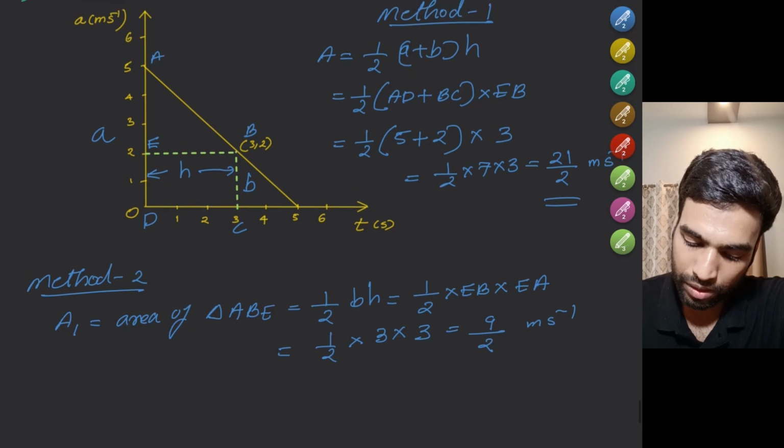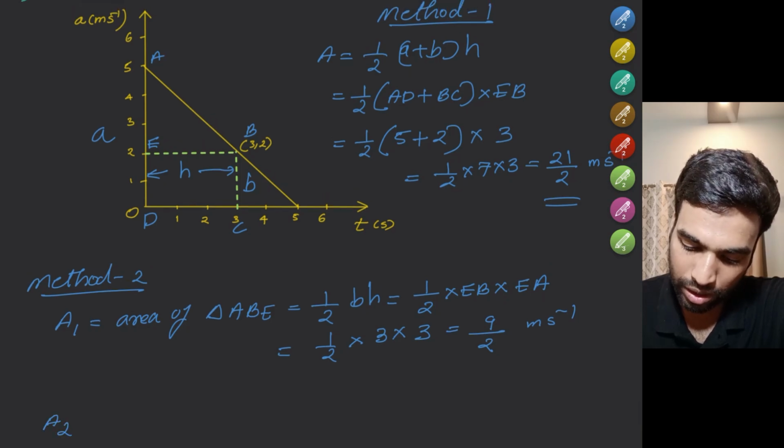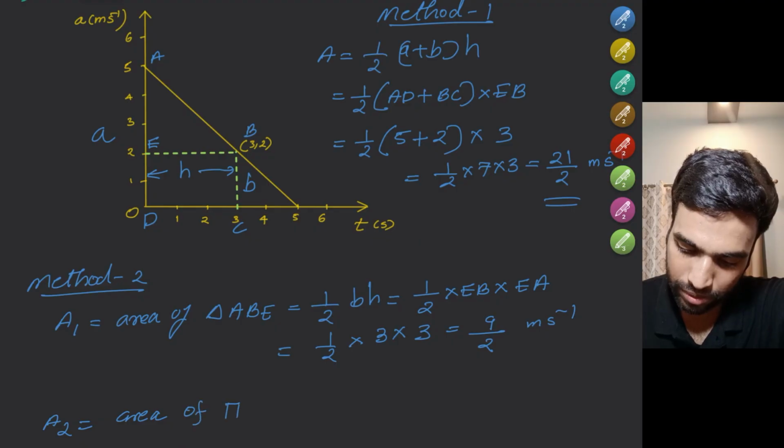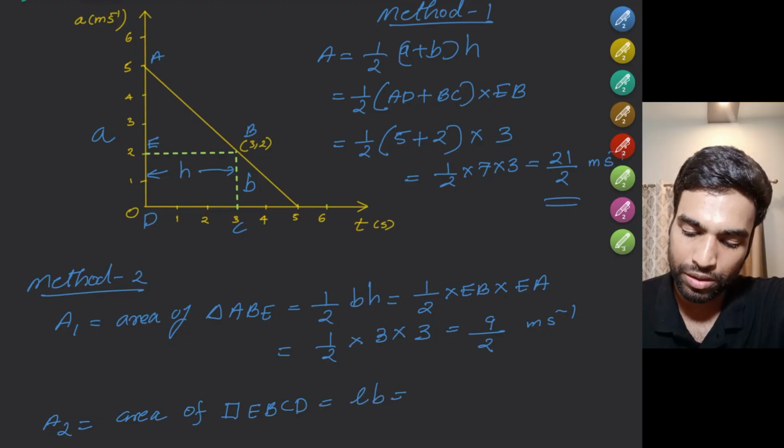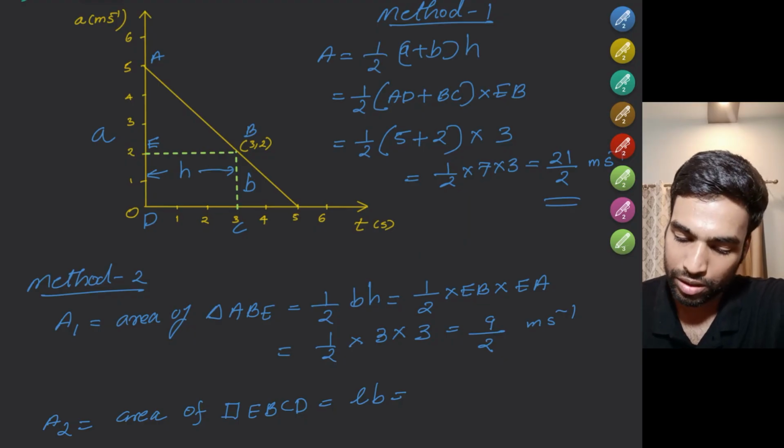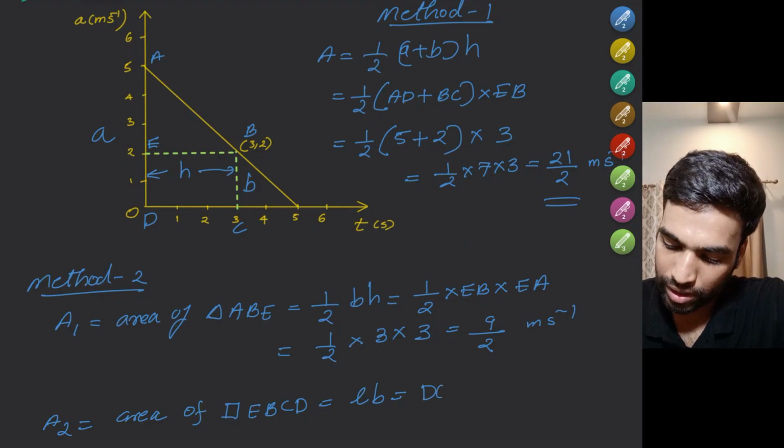Now, A2 is the area of rectangle EBCD, which is length into breadth. The length of this EBCD rectangle is nothing but DC, and the breadth is of course ZB.